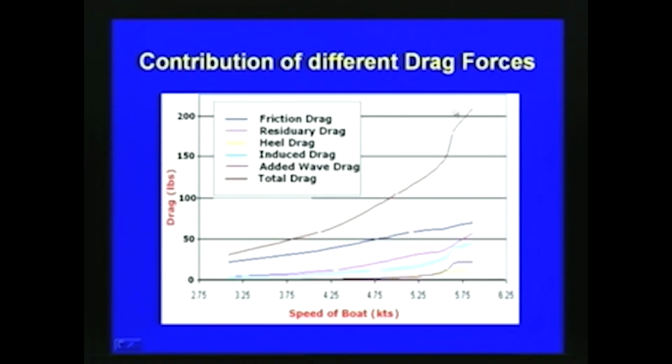You can also see that this depends upon the speed of the boat. As the speed of the boat increases, the drag effect also increases, as plotted here. So the various kinds of drag we have seen, and how the drag varies with respect to the various components with the movement of a boat, is what is explained in this slide.